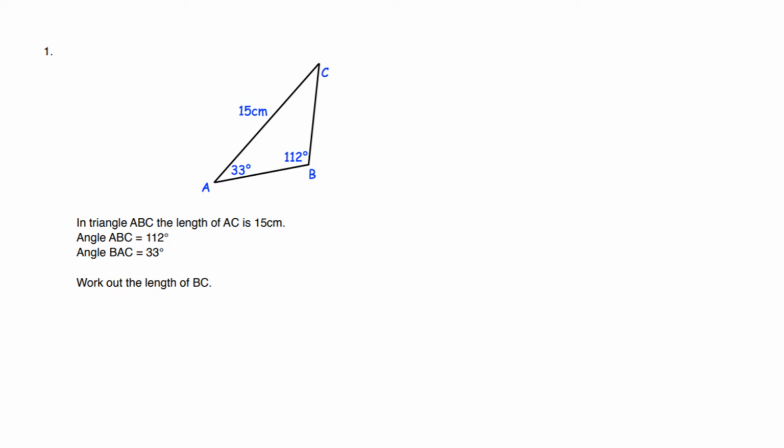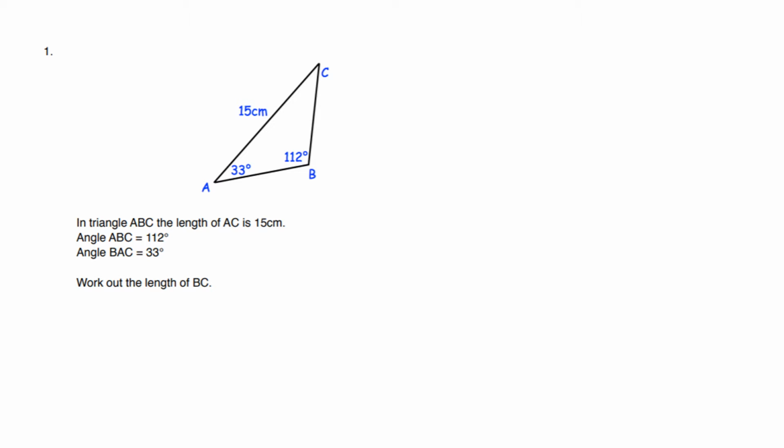So our first question. In triangle ABC, the length of AC is 15 centimetres, angle ABC is 112 degrees, and angle BAC is 33 degrees. Work out the length of BC.